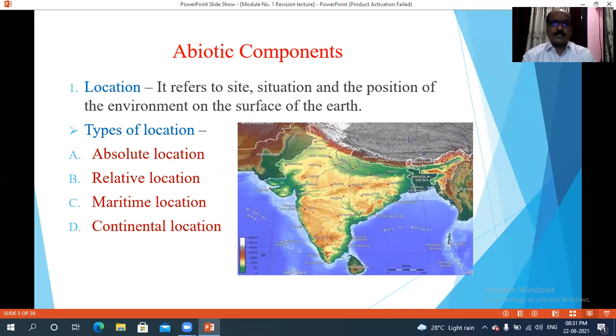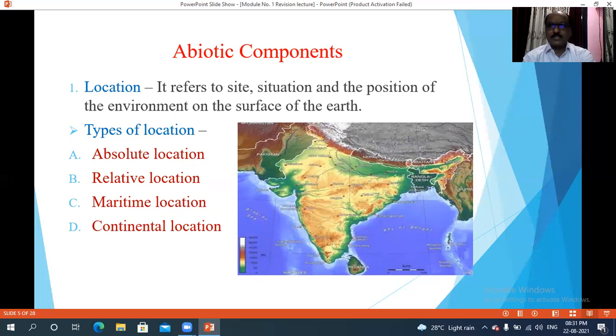So dear students, there are four different types of locations. First, absolute location. Second, relative location. Third, maritime location. Fourth is continental location. So first, listen about absolute location. Absolute location means the location expressed with the help of latitude and longitude on the surface of the globe. That is called absolute location. It is a fixed, permanent location, and it is most important to give an idea of what kind of situations and positions are found in that place.